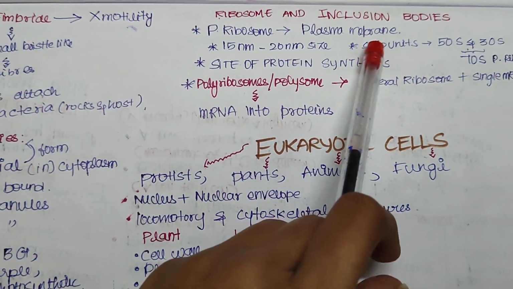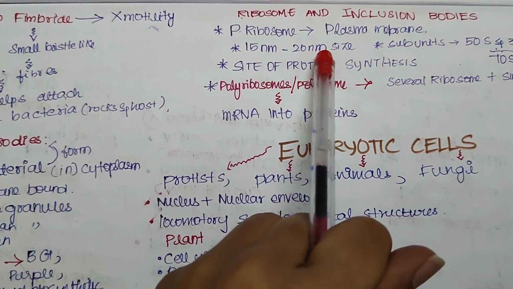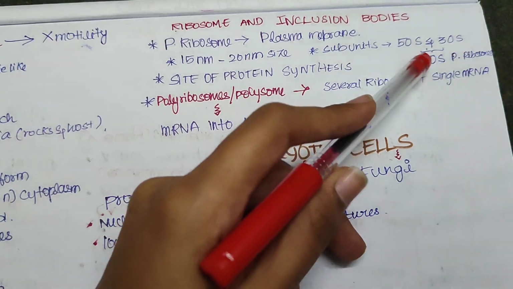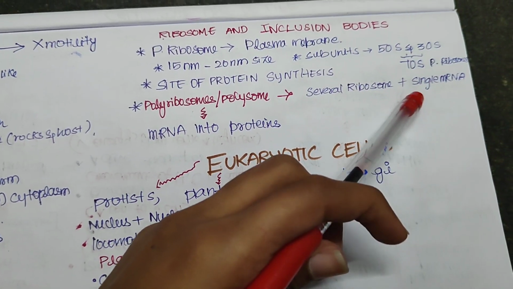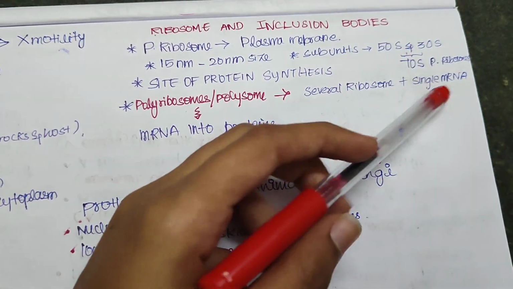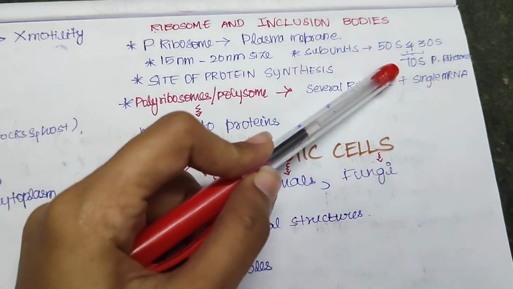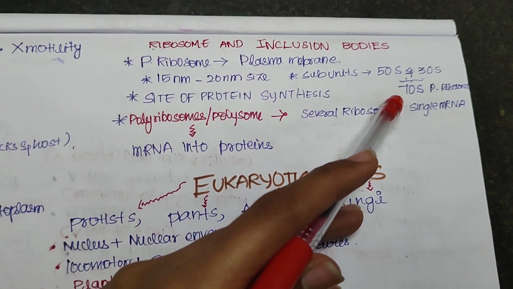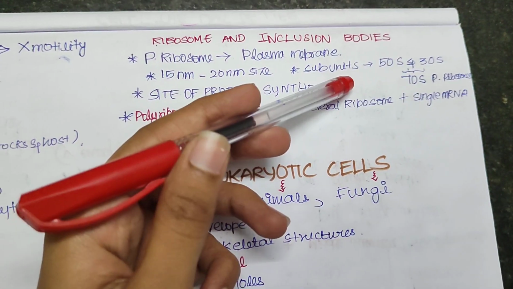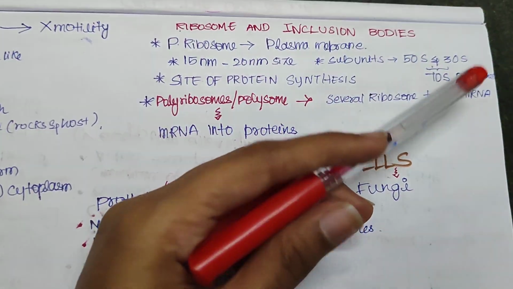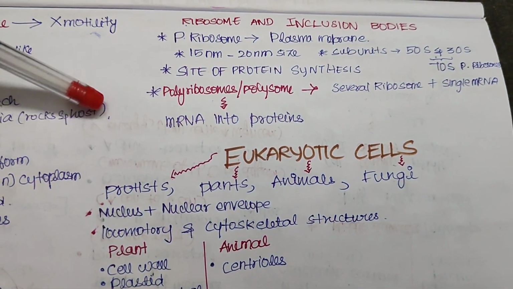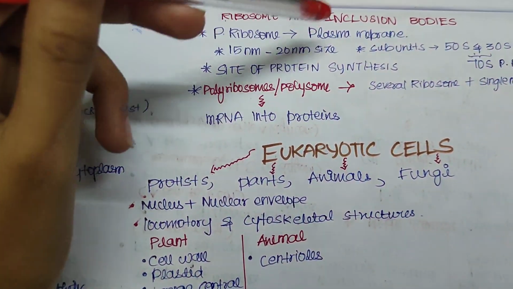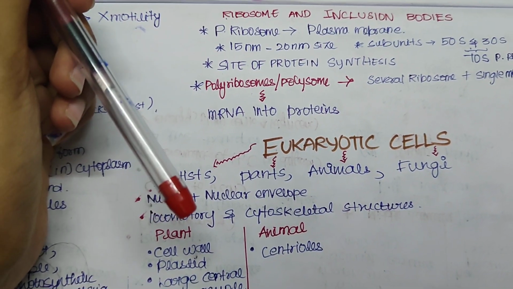And these ribosomes are 15 nanometer to 20 nanometer in size, and they are made up of two subunits, which are 50S and 30S, and together it is the 70S prokaryotic ribosome. So whenever they ask what is the ribosome present in the prokaryotic, you should say 70S. If they ask about the subunits, it is 50 and 30, not 20. Now these ribosomes are the site of protein synthesis. This is a really very important point.